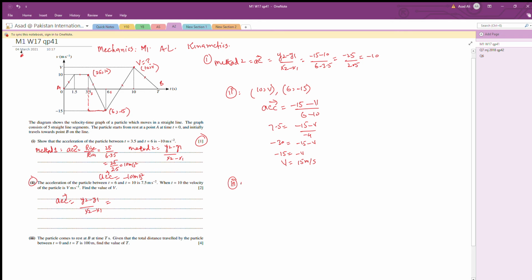Now come to part 3. They say the particle comes to rest at B after T seconds, given that the total distance traveled by the particle is 100 meters. Calculate the value of T. It starts from t equals 0 and ends at capital T. Total distance is 100 meters. Find the value of capital T.